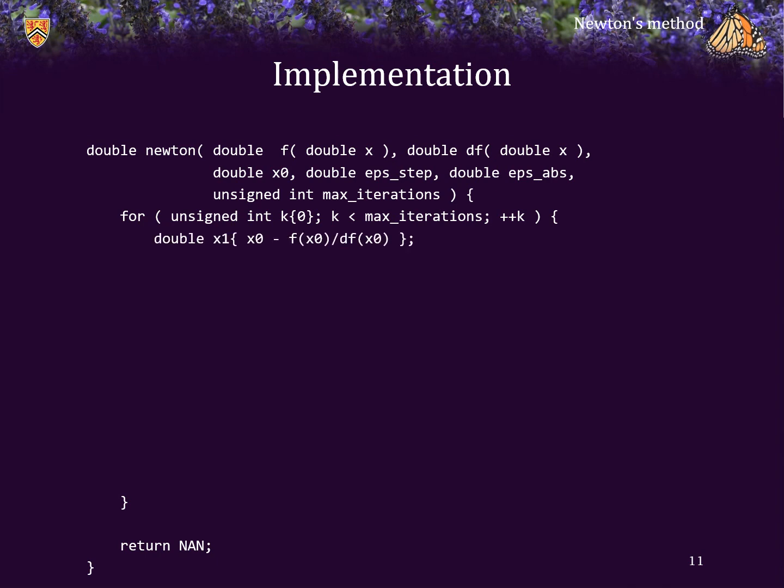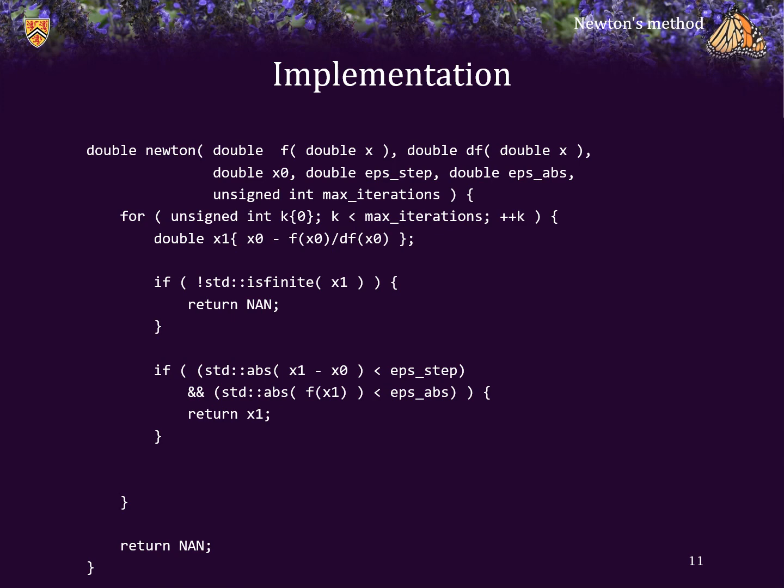The first step we will do is calculate the next step in Newton's method, and we will do so by using our initial value, x0. So that's x0 minus f evaluated at x0 divided by the derivative evaluated at x0. Now, just in case this results in something that is not finite, so either not a number or plus or minus infinity, we will simply terminate early and return not a number. We did not find a reasonable approximation.